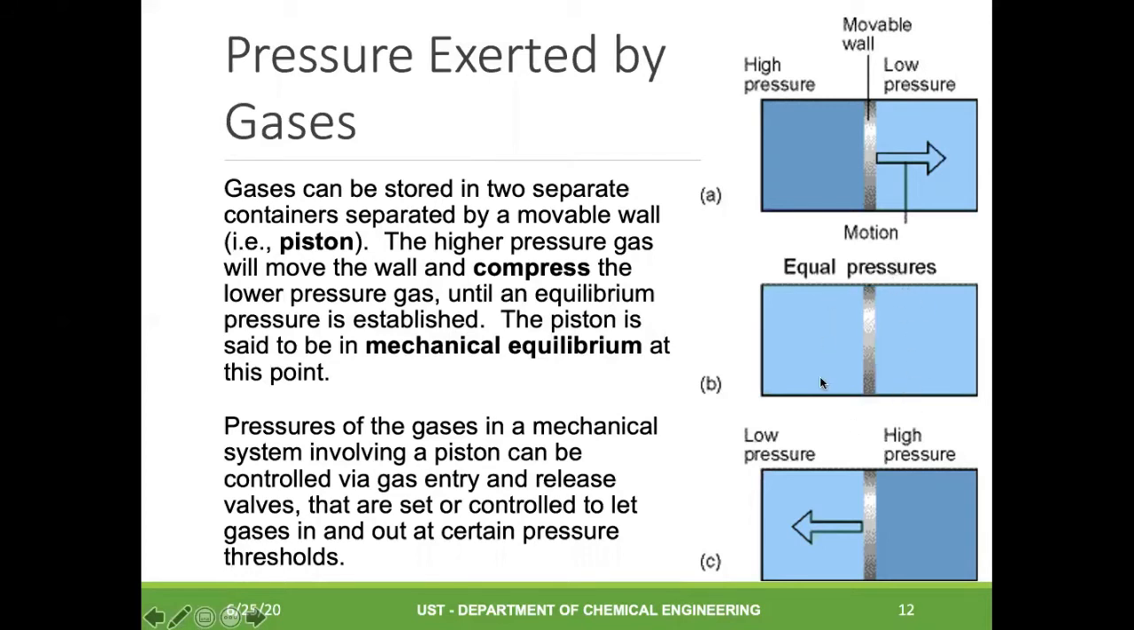Pressure is the force exerted by the gas on a unit area of the container. We define pressure as force per unit area, and high pressure indicates that there's a great force acting on a given surface. Pressure of the gas in a mechanical system involves a piston and can be controlled by gas entry and release valves. These are set to let gases in and out at a certain pressure threshold.